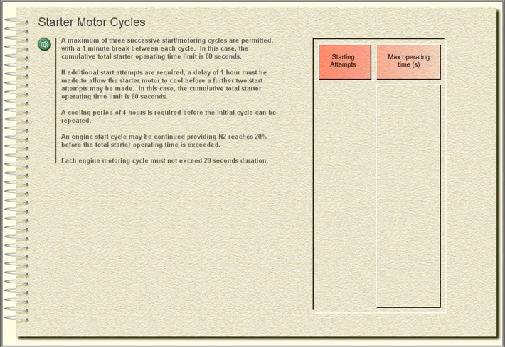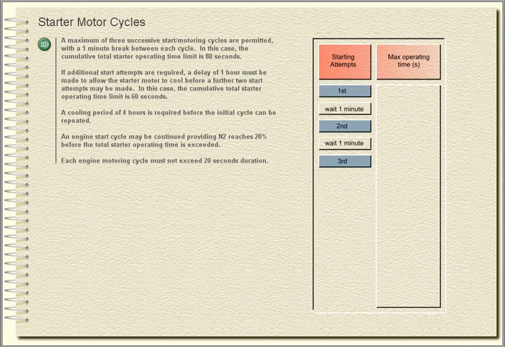Limitations. In this section, we will look at the limitations of engine starting. Starter motor cycles. A maximum of 3 successive start motoring cycles are permitted, with a 1-minute break between each cycle. In this case, the cumulative total starter operating time limit is 80 seconds.